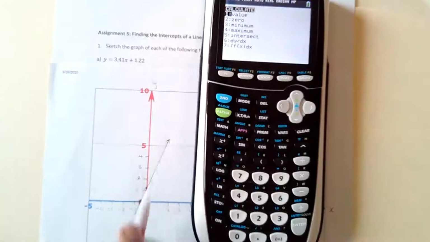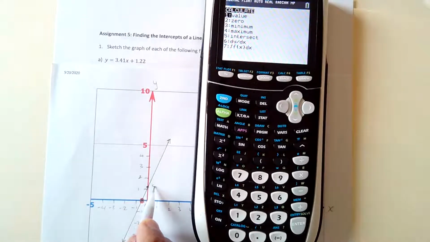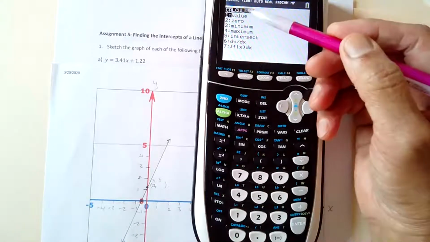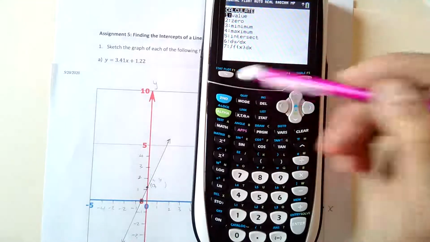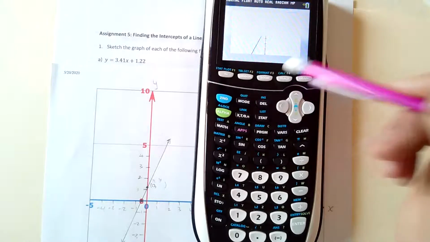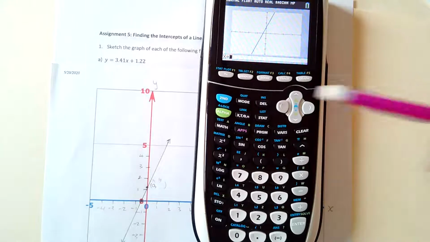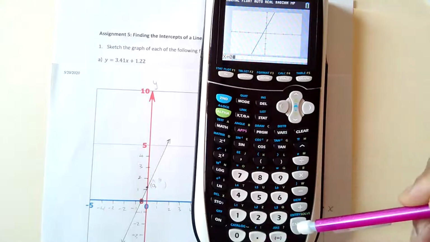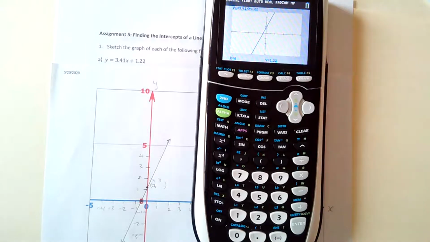Because at this point here, we know x will be 0, but we don't know what y is. And that's what we're going to find. Now, again, you go to second, go to my graph, second trace, enter, let x be 0, and press enter again, and it's 1.22. So this is 1.22. So this point here is 1.22.